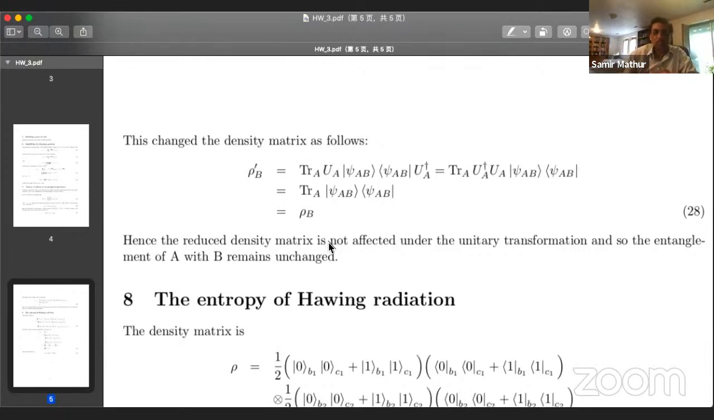So that's all there is to it, but it has an important implication for the black hole, because what happens deep in the black hole is irrelevant. Okay, that's what I was going to say. I'll turn it back to you.